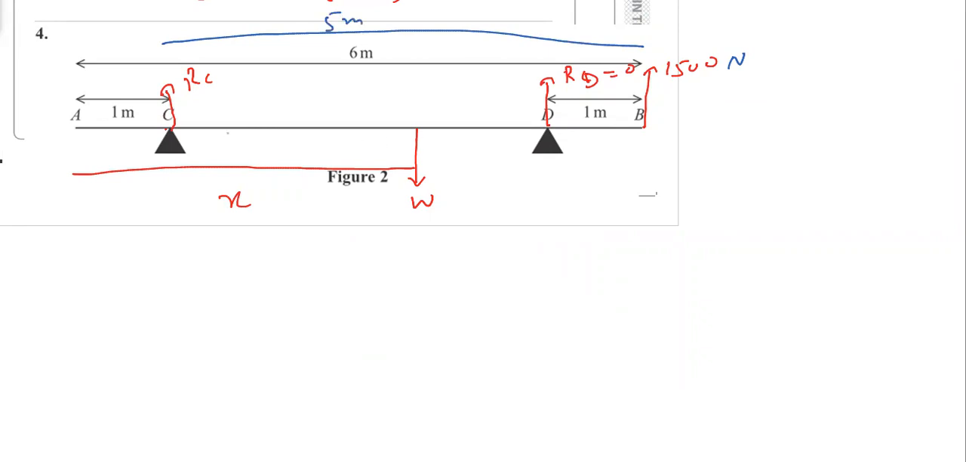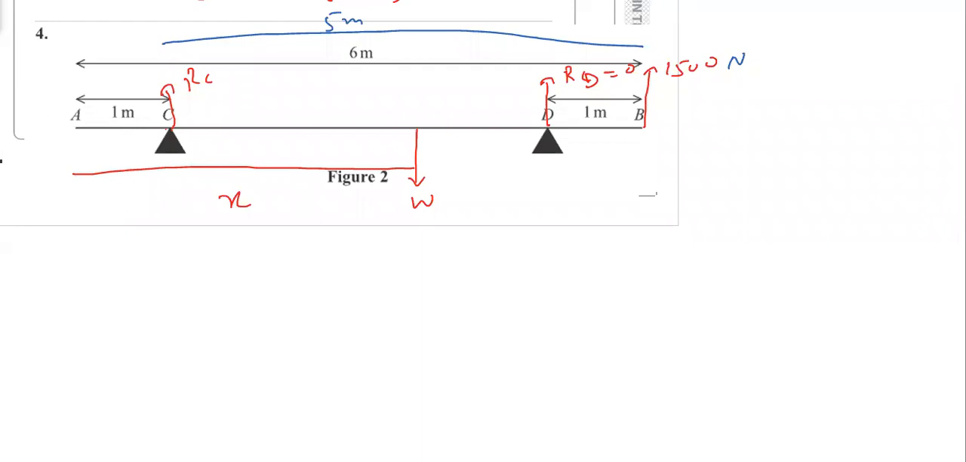The distance of this W: the total is X, and this part is 1, so from X if I take away 1, the remaining distance from here till here will be X minus 1. So now once again I will take the moment about C.